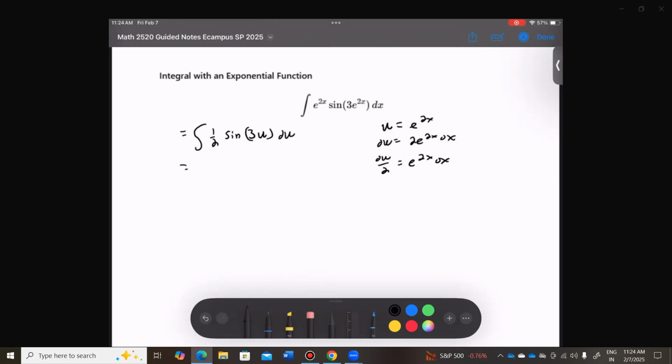And so the antiderivative of sine is negative cosine, so we have negative 1/2 cosine of 3u. But if we do this, we'll end up with a 3/2 out, so we have to divide by 3 as well here, and plus c. So negative 1/6 cosine of 3u plus c.